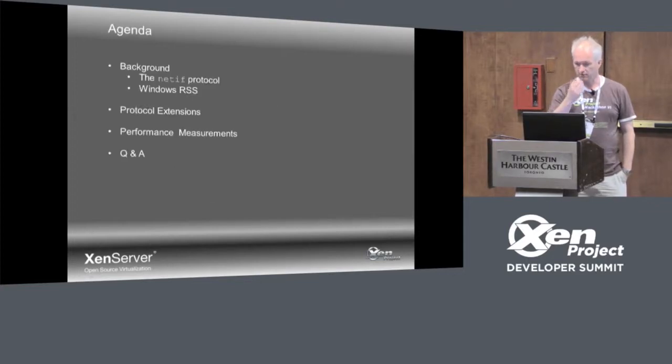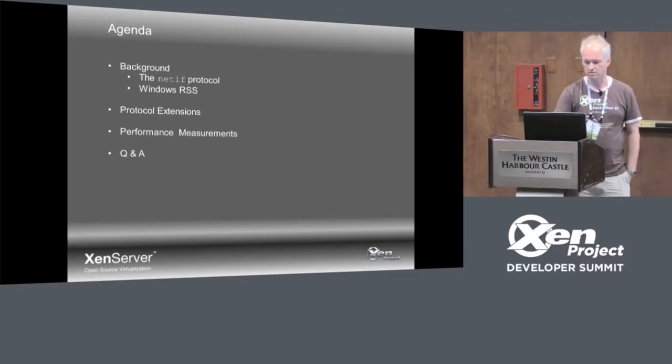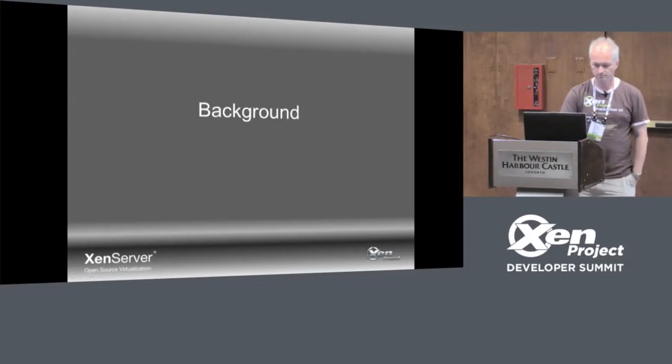So I'm going to go through a little background first about the various changes that have been made to the Netif Protocol, which is the PV protocol, over the years. And I'll also give a little background on what Windows RSS means. We'll then look at extensions made to the Netif Protocol to allow Windows RSS to be supported. And then we'll take a look at some performance measurements I did. And I've left a slot for QA at the end, but we can take a few questions as we go.